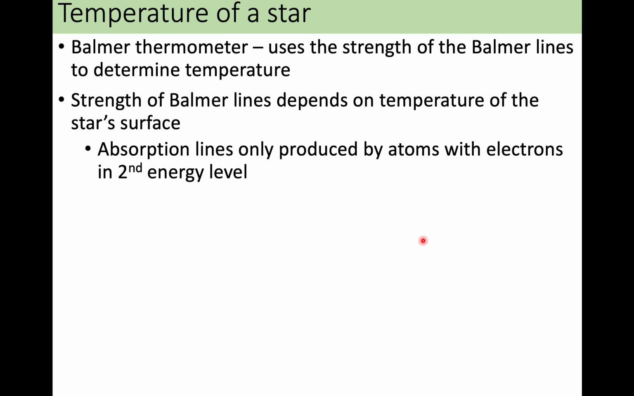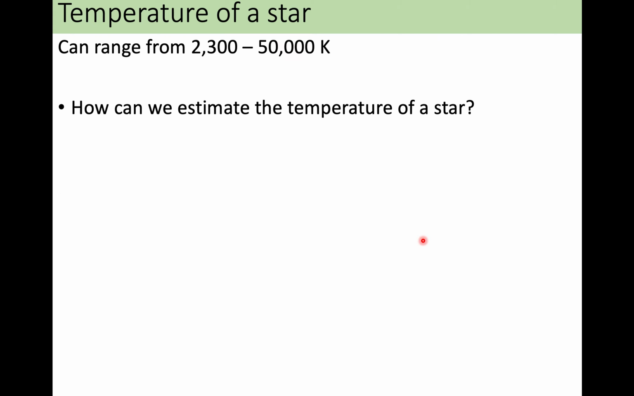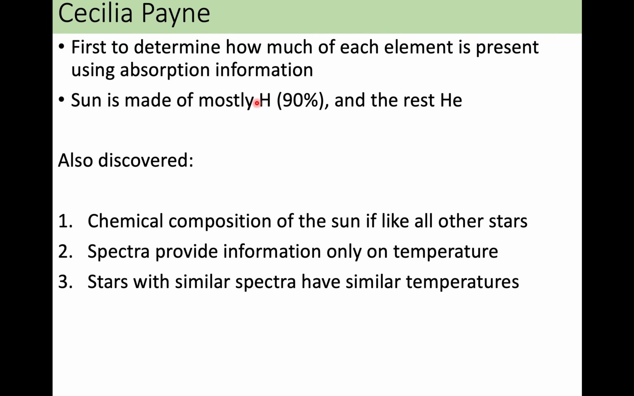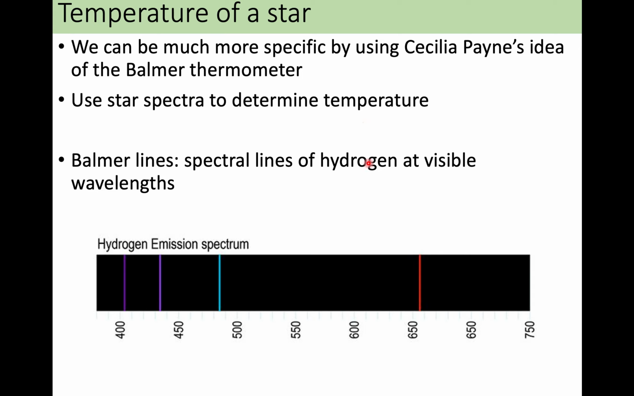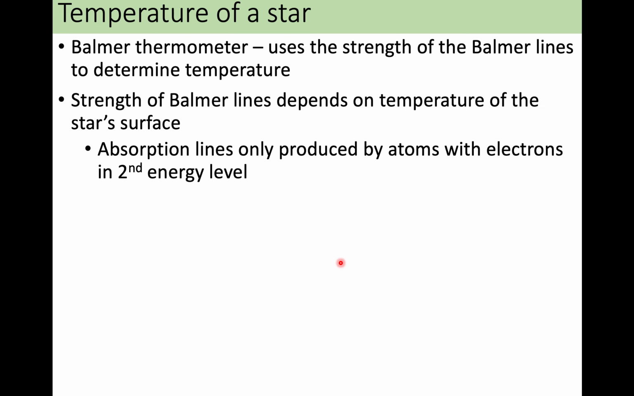We're able to use this because, as Cecilia Payne says, most stars are made of mostly hydrogen. So every star that we're looking at is going to have hydrogen, and we're able to use these spectral lines for every star. We call it the Balmer thermometer, and we use the strength of these Balmer lines to determine the temperature. The strength of the Balmer lines, meaning how clear they are, depends on the temperature of the surface of the star.